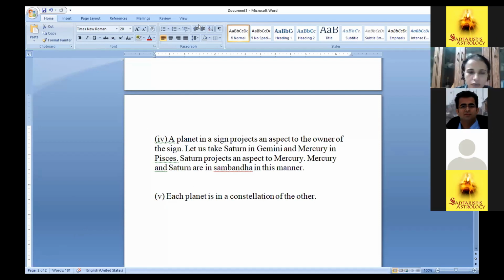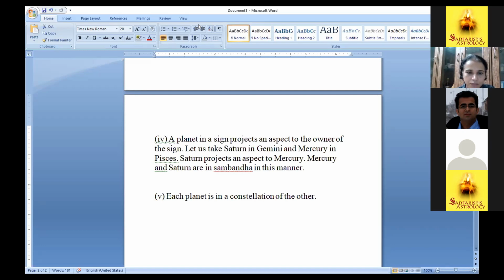Vinayak sir, in this fifth point, each planet is in the constellation of the other. It means the exchange of nakshatra. Like we have exchange of signs. So this is nakshatra parivartan, like rashi parivartan for the grahas. Suppose the Moon is in the nakshatra of Ketu and Ketu is in the nakshatra of the Moon. It is compulsory that both exchange should be there. Then only they are connected.